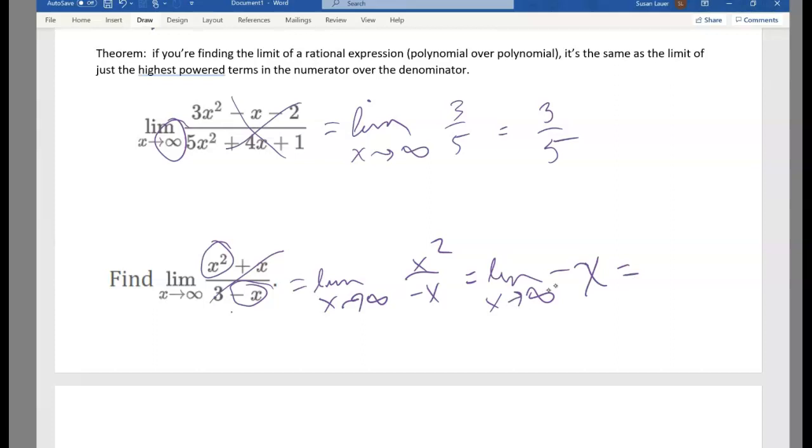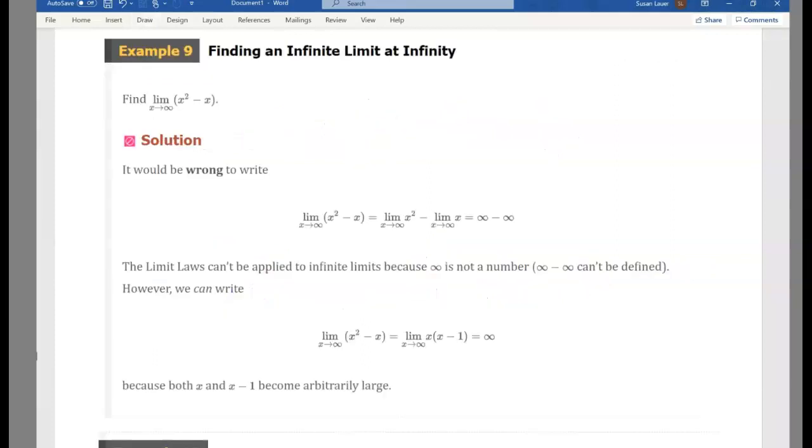So now I can put the infinity in, and I get negative infinity is my best answer for this limit. This one is an example for infinity minus infinity. So if I put infinity in right now, it's infinity minus infinity, so it's indeterminate. So I have to do some kind of trick. One of the tricks is to factor.